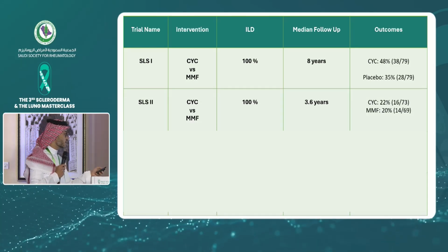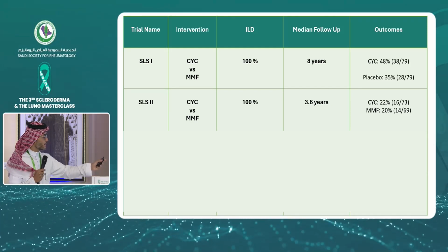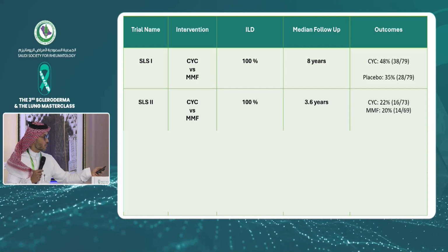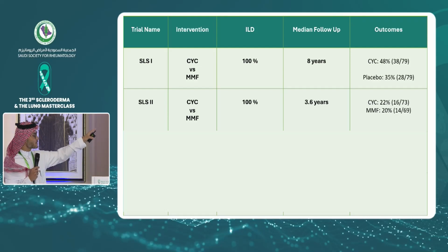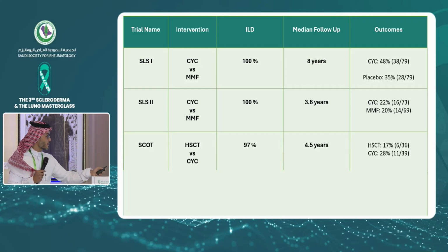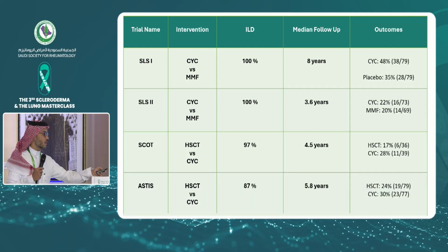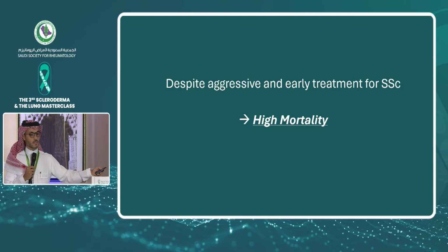And when we look at the SLS2 trial, cyclophosphamide versus MMF, 100% ILD patients with a median follow-up of 3.6 years, the mortality is around 22%. SLS1 was supposed to be cyclophosphamide versus placebo. Then we have the stem cell transplant trials versus cyclophosphamide, again with mortality around 17 to 28%, and also the ASTIS trial, 24 to 30%. So despite aggressive early treatment of systemic sclerosis, we still have very high mortality for those patients.